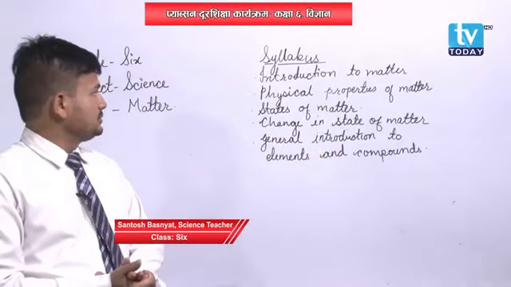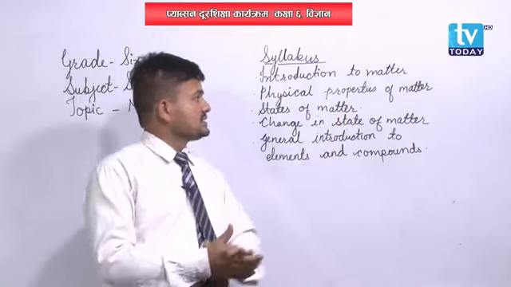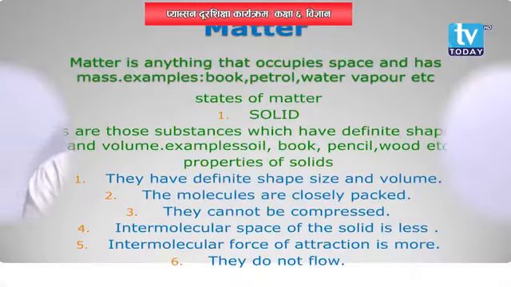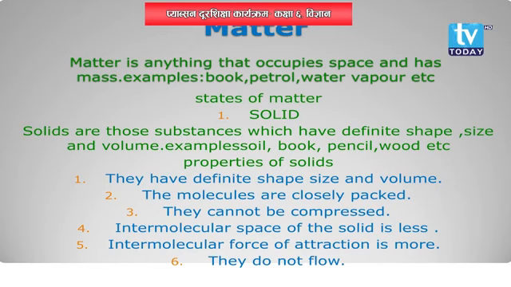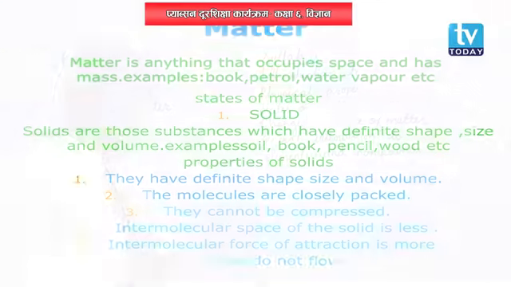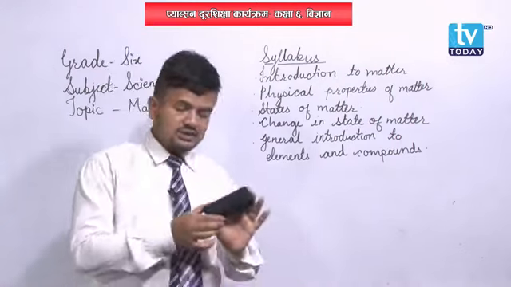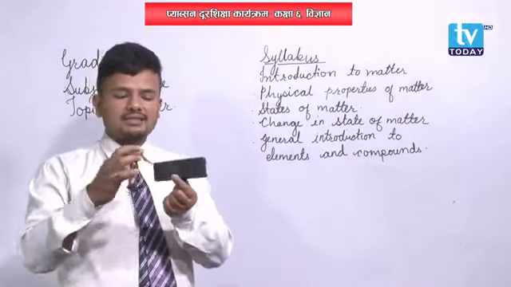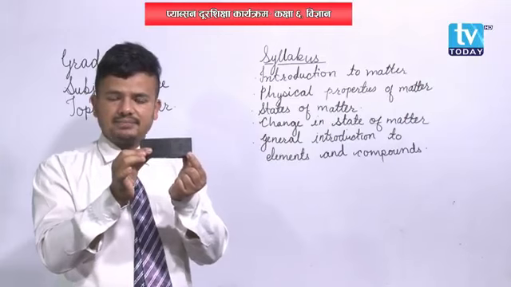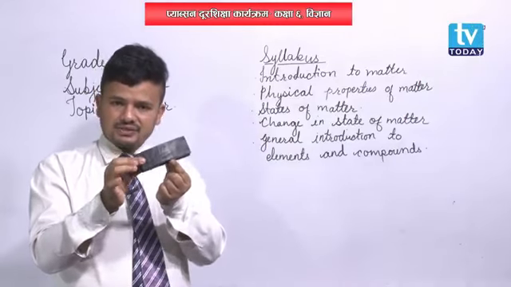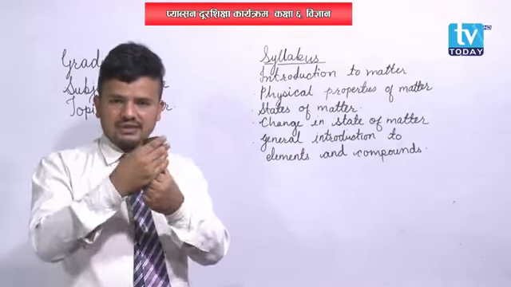Now come to the physical properties of matter. What are the physical properties of matter? First we will start with the solid. What is a solid? A solid is any object which has a definite shape, size and volume. Take one example: this toaster is a solid. It has a definite shape, rectangular in shape. It has definite size also and a definite volume.